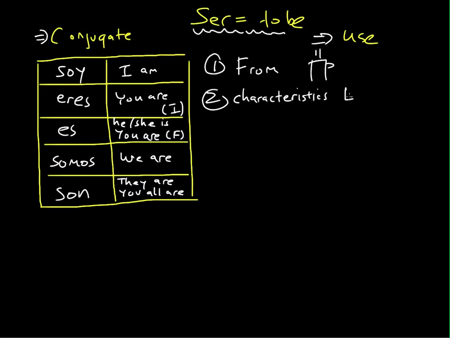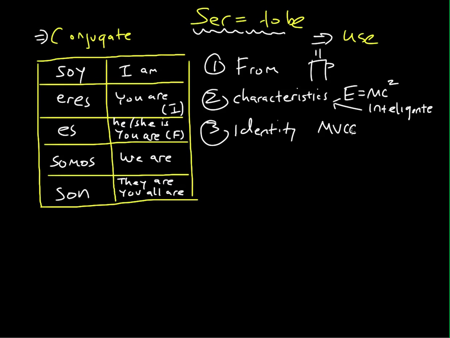So for example, if you know what E equals MC squared means, you are inteligente, okay? You are intelligent. That is what you are like. That is a characteristic, okay? Number 3, identity, okay? So if you are my Spanish student at MVCC, being a student is your identity, okay? So you would use the verb ser.